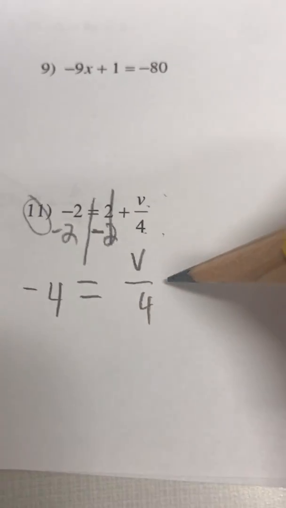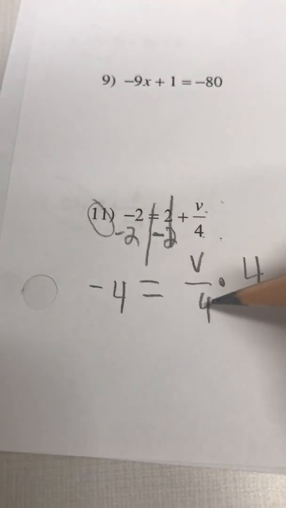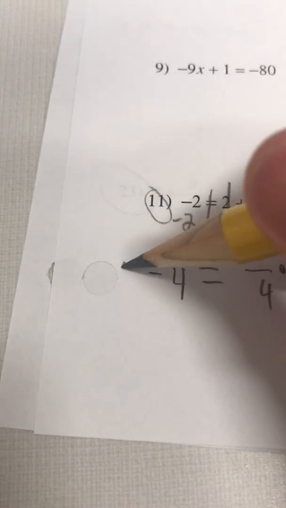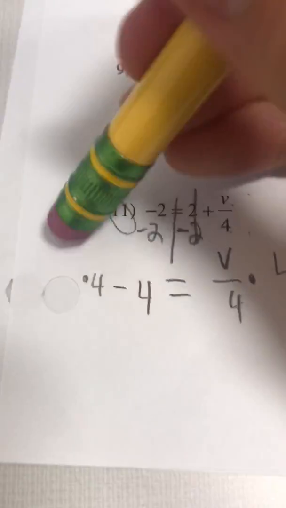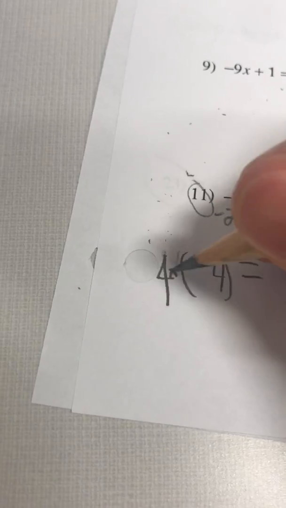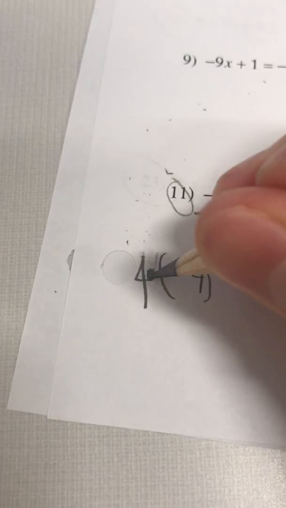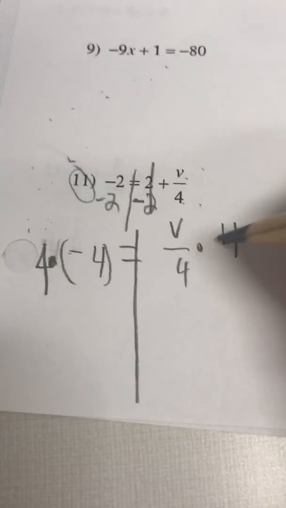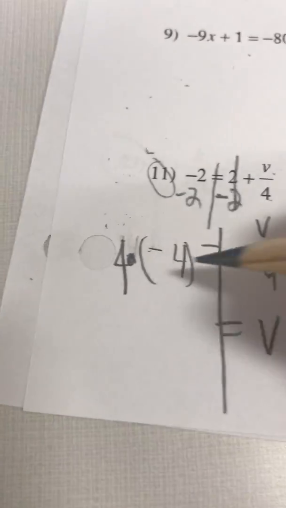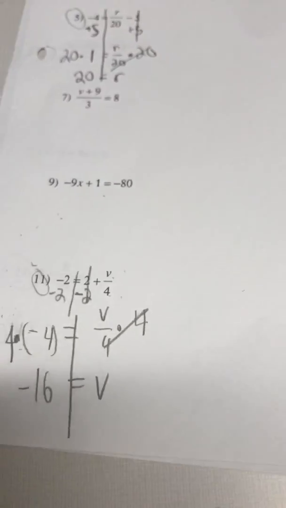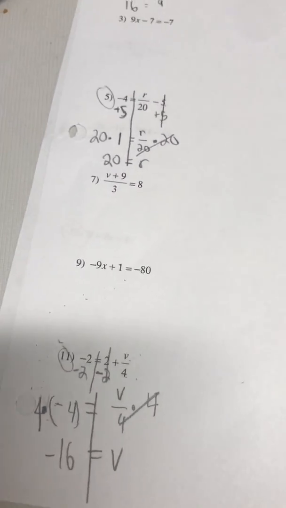We need to multiply by 4, since it's the opposite of divide by 4. What you do on one side, you do to the other. I'm going to put parentheses over here so we don't get confused. So it's 4 times negative 4. On this side, these 4's cancel out, and you're left with a v. On this side, 4 times negative 4 is negative 16. So that's pretty much it.